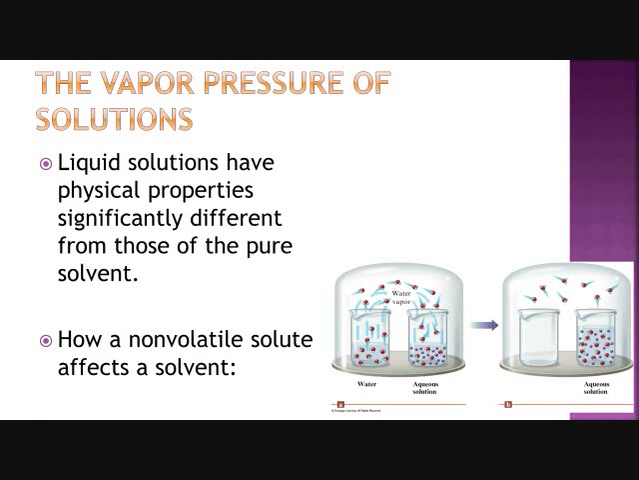When you have a solution, you will have vapor pressure above it, which we've talked about before. Liquid solutions can have physical properties significantly different from those of the pure solvent. So how a non-volatile solute affects the solvent is shown here, and I realized that I didn't include the picture in your notes. This is on page 521, if you want to make a note for yourself.